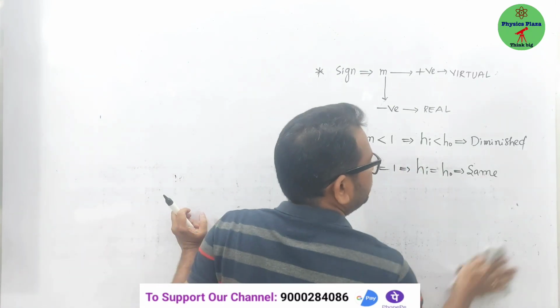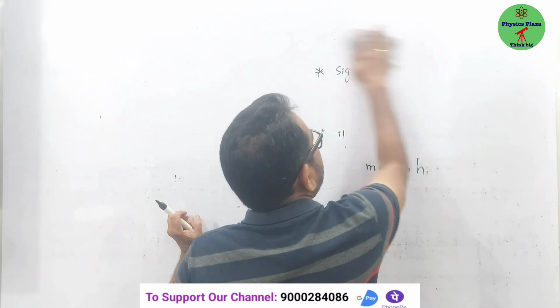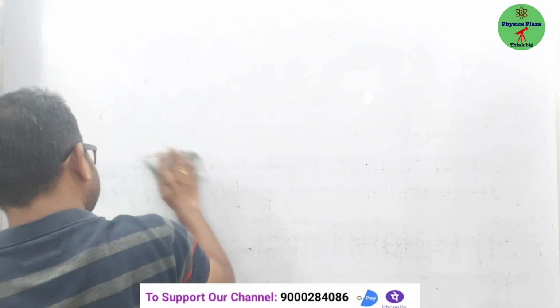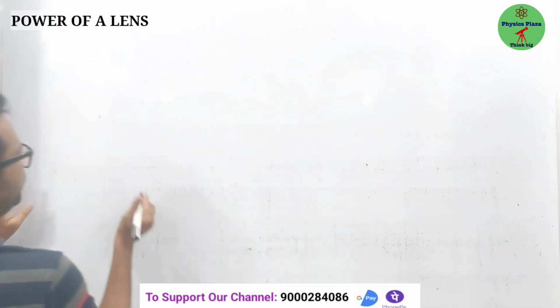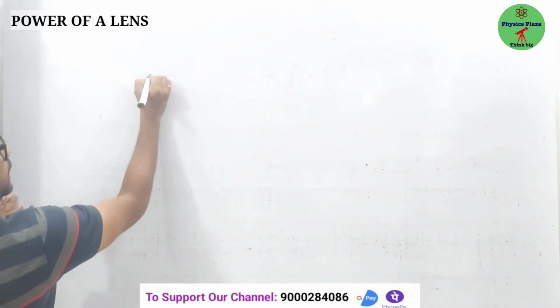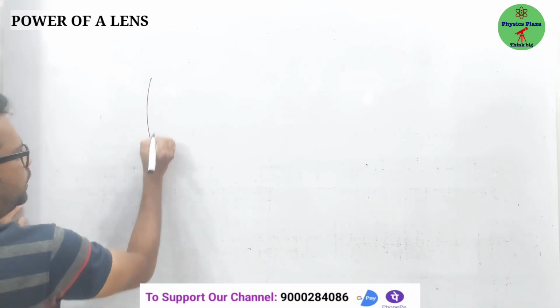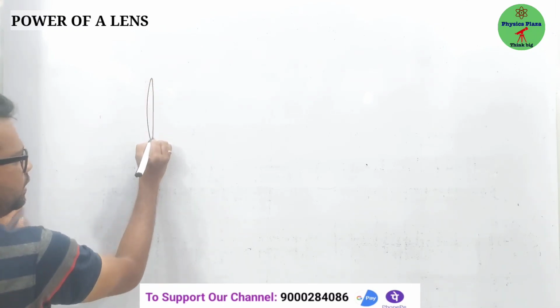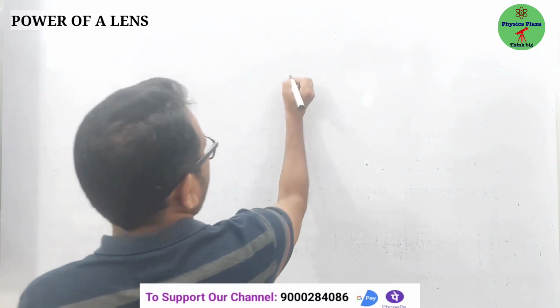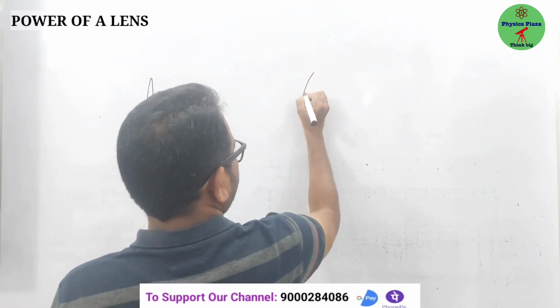Now we see the power of a lens. Power of a lens. Very simple. Children, let us take a simple example, I'll tell you. You can take it with either a convex lens or a concave lens. It's not a matter, anything is okay, but to make you understand.